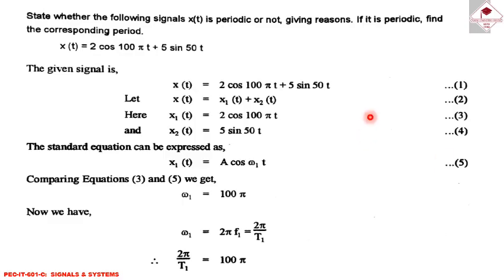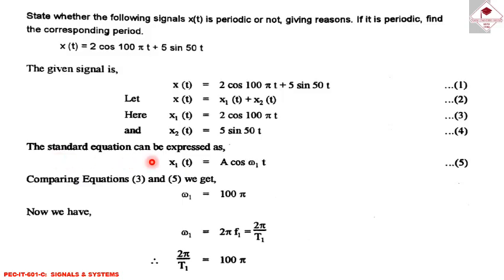Next, we have one mathematical question. State whether the following signal x(t) is periodic or not, giving the reason. If it is periodic, find the corresponding period. Now one expression is given to you, that is x(t) equal to 2 cos 100 pi t plus 5 sin 50 t. Let me first write down the expression, and I am dividing the total expression into two parts. x(t) is equal to x1(t) plus x2(t), where x1(t) is equal to 2 cos 100 pi t and x2(t) is equal to 5 sin 50 t.